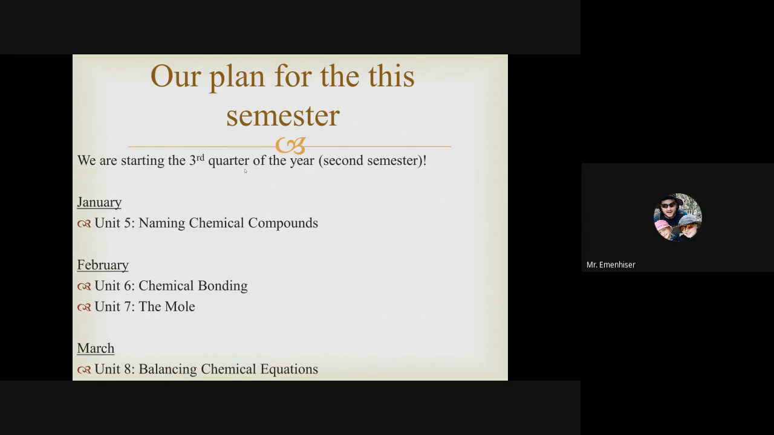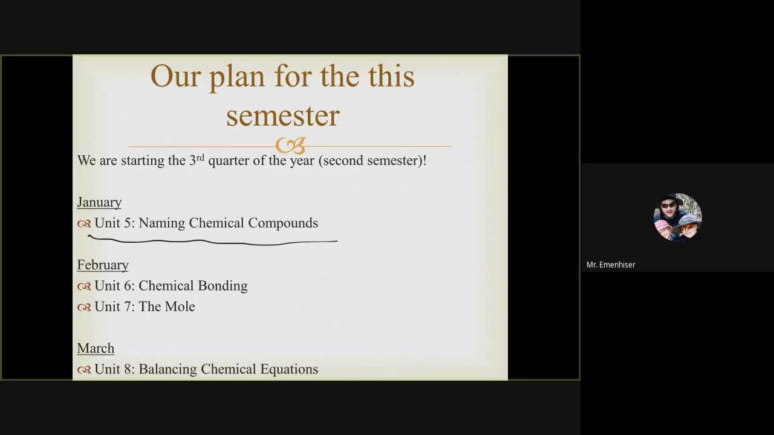So this third quarter will start now, and we will go through the middle of March until spring break. And then right before the last day before spring break will be the end of this grading cycle. Then we'll go on spring break, and we'll have spring intersession, I think, the following week, and then we'll have our second quarter. So during January, we will be learning about bonding and naming chemical compounds.